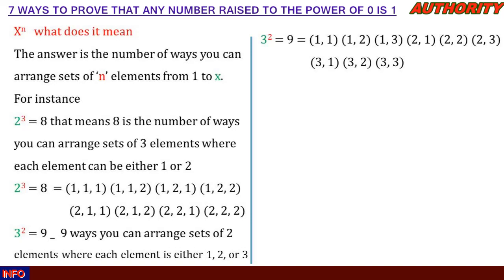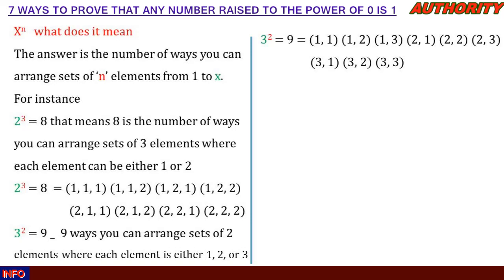Full stop. Count: 1, 2, 3, 4, 5, 6, 7, 8, 9. The total is 9. And there is no other arrangement that you can form as having 2 elements, of which each of the elements is either 1, 2, or 3. So this is another idea about exponents.